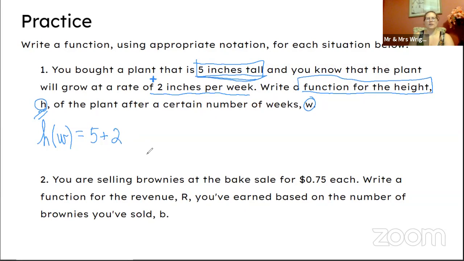So 2, let's see. I know 2 is important, but let me draw my little plant here. Got a plant. This is 5 inches. And after week 1, it's 2 more inches. Week 2 is 2 more inches. And it's going to keep going. So it looks like it's 2 times the number of weeks added to however many 5 inches is. So I'm going to put 2w here. Let me see if that works.